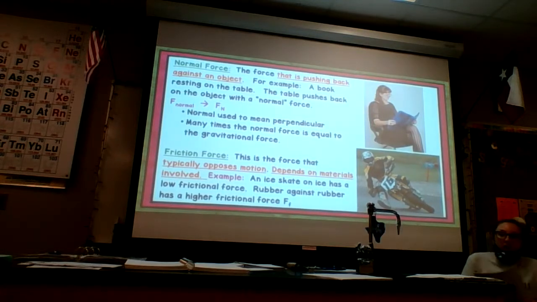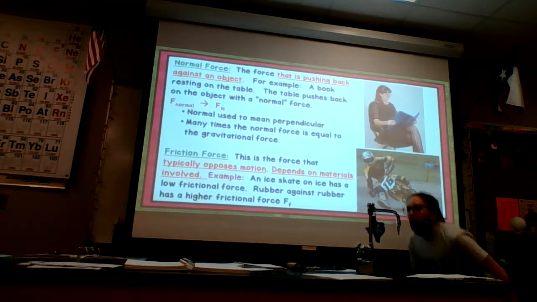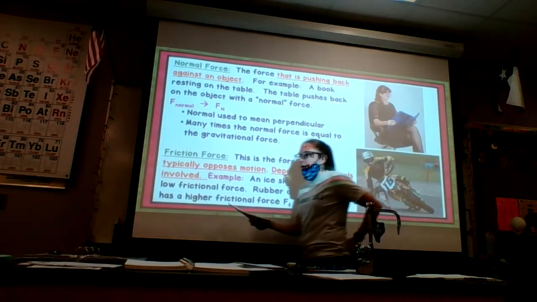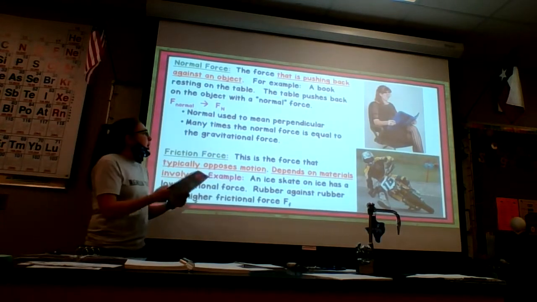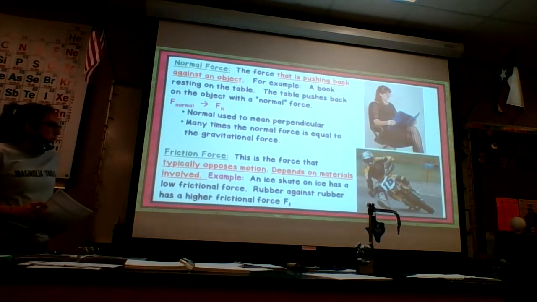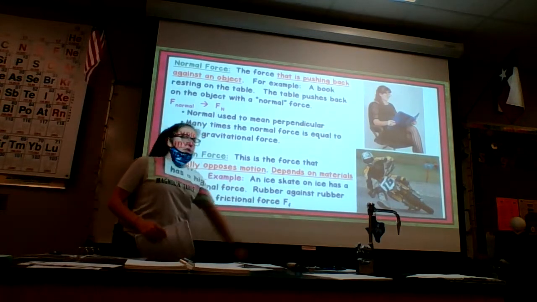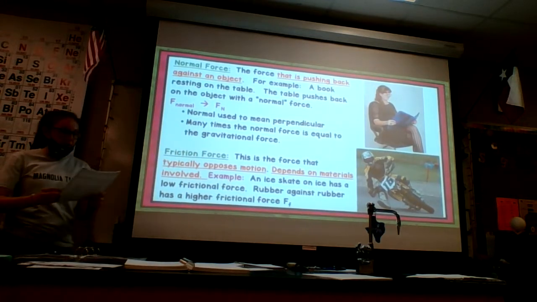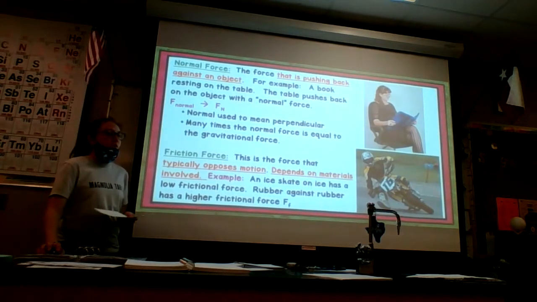Friction forces. We know what this is. We see this a lot, like hitting the brakes on a car, the tires creating friction against the road to slow us down. That is a friction force. It typically opposes motion, and it depends on the materials involved. Friction force is capital F, lowercase f. That is its shorthand. We good here?